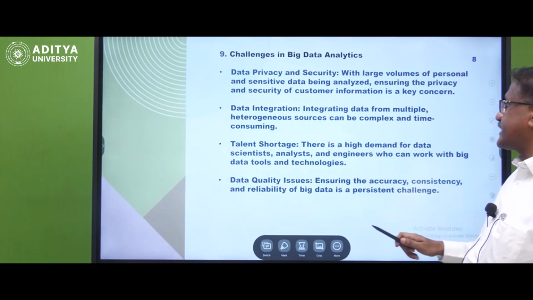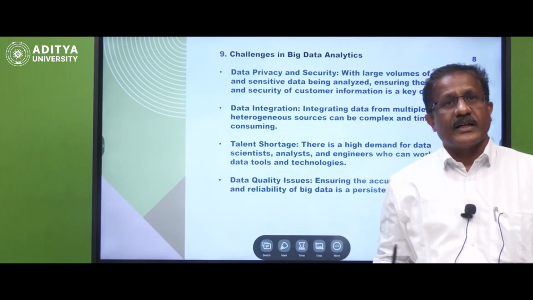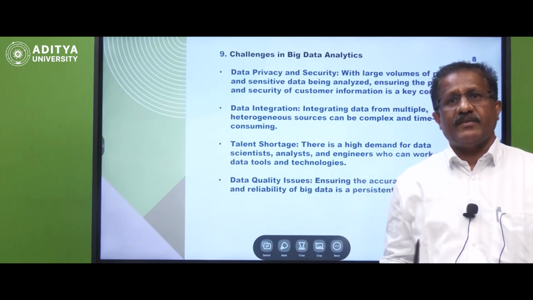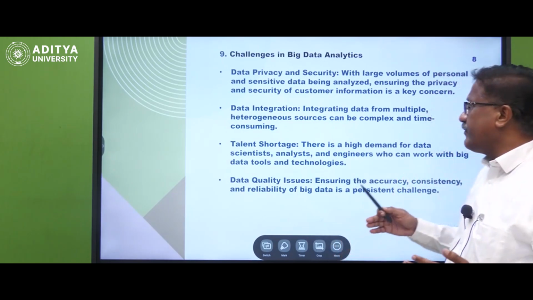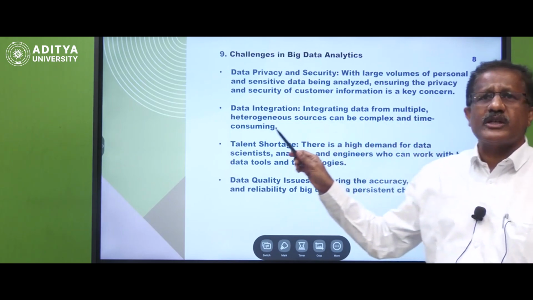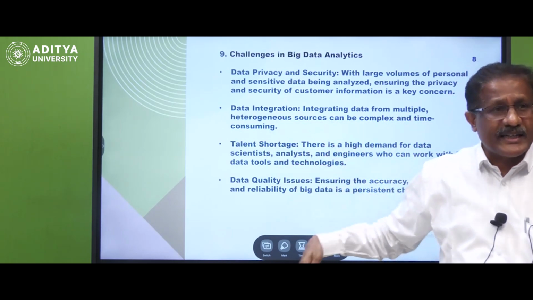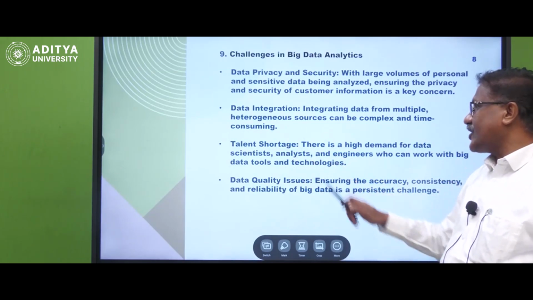Second one is data integration. The data is a huge volume, heterogeneous, and of a variety of types. Volume of data, value of data, everything is very big and complex, and that also takes a huge amount of time for integrating all the data. And the third one is talent shortage.